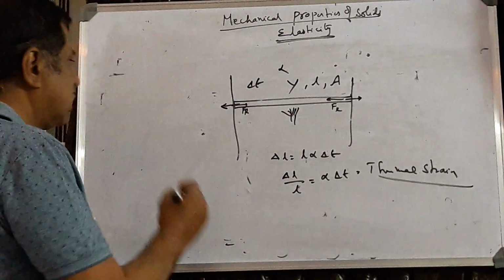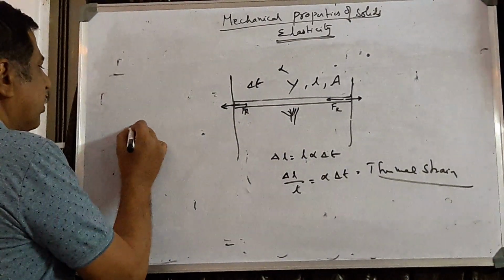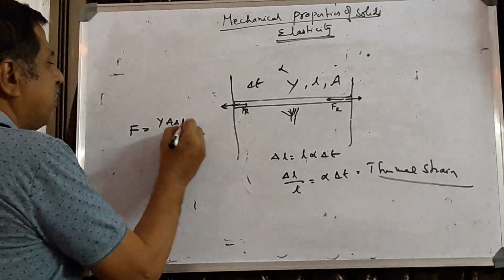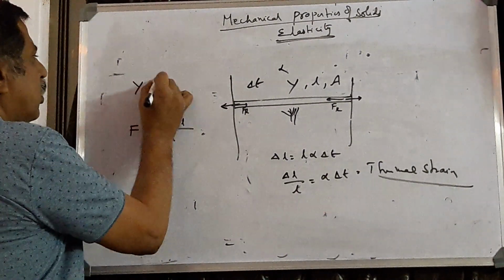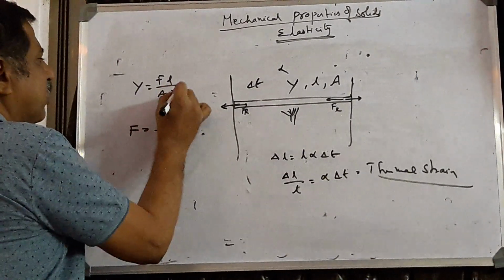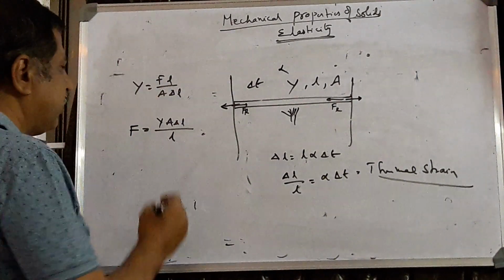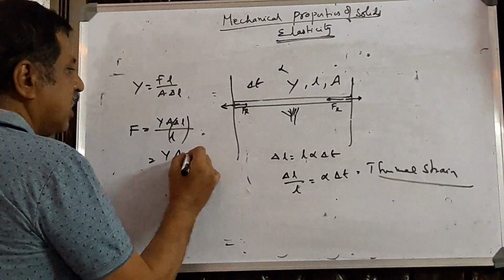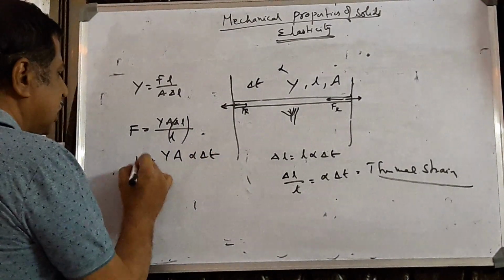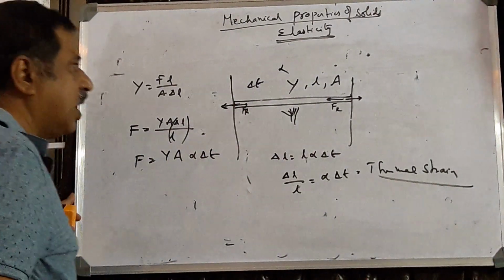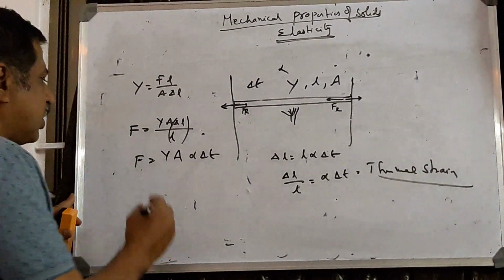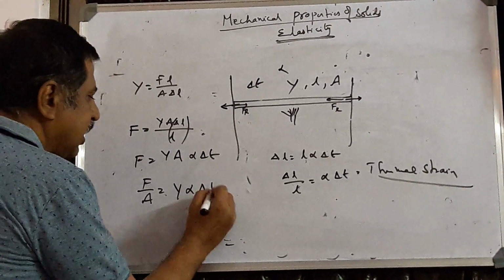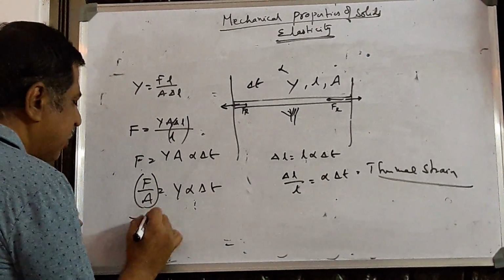Now we write the thermal force F is equal to YA delta L by L. That means Y is equal to FL by A into delta L. From this formula we can write F as YA into delta L by L. This is the thermal strain. We put here alpha delta T, so it becomes YA alpha delta T. This is the thermal force applied by the rod on the walls or fixed supports. Now F by A is equal to Y alpha delta T. This is known as thermal stress.